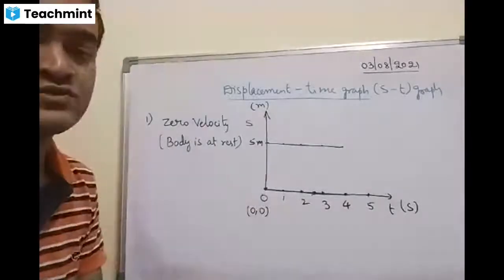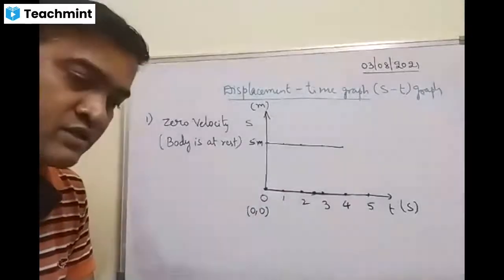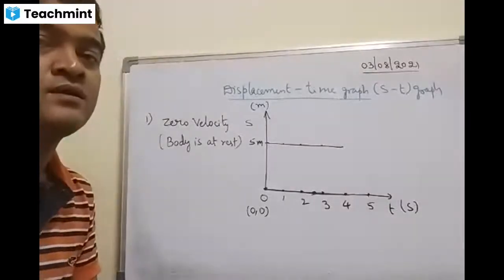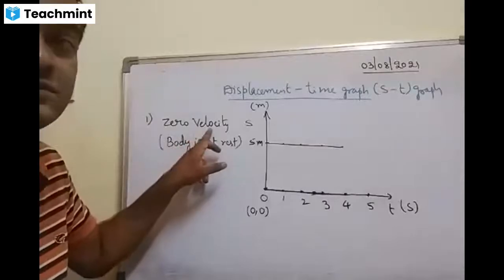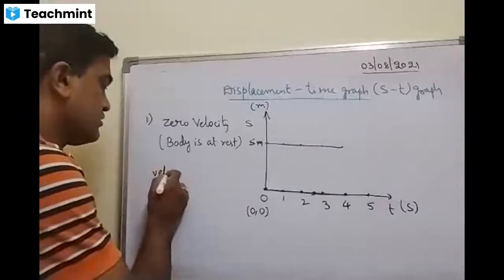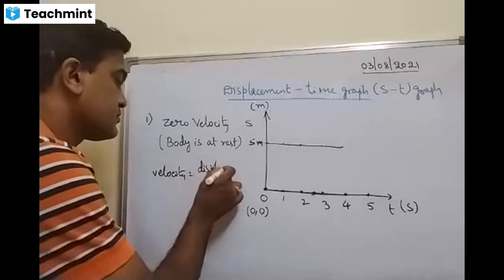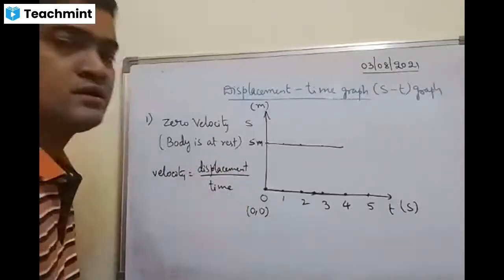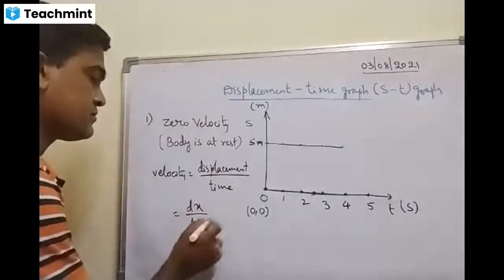So this is another graph I can show you for displacement time graph. And remember one thing, very, very important, displacement time graph always gives velocity. That is the reason I told you zero velocity. Velocity is nothing but change in displacement by time, displacement upon time, or I can say in better way, dx by dt.